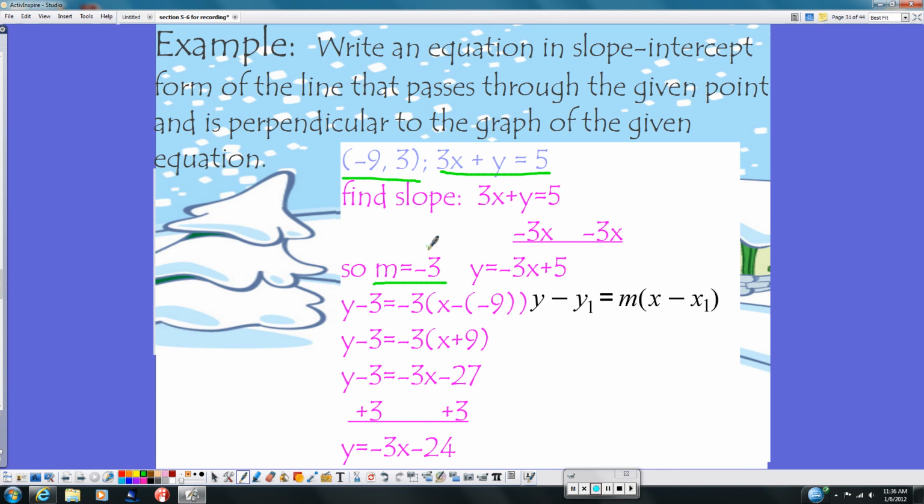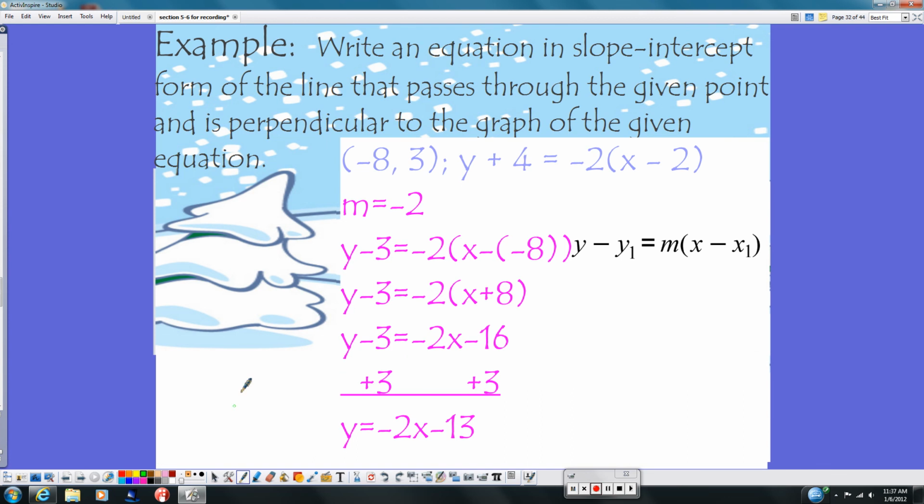They gave us our point, so we use our point-slope form. y minus y1 is 3, so y minus 3 equals -3 times x minus a -9. We fix this double negative, so we have y minus 3 equals -3 times the quantity x plus 9, and then we distribute the -3. So y minus 3 equals -3x minus 27. Add 3 to both sides to get y equals -3x minus 24.